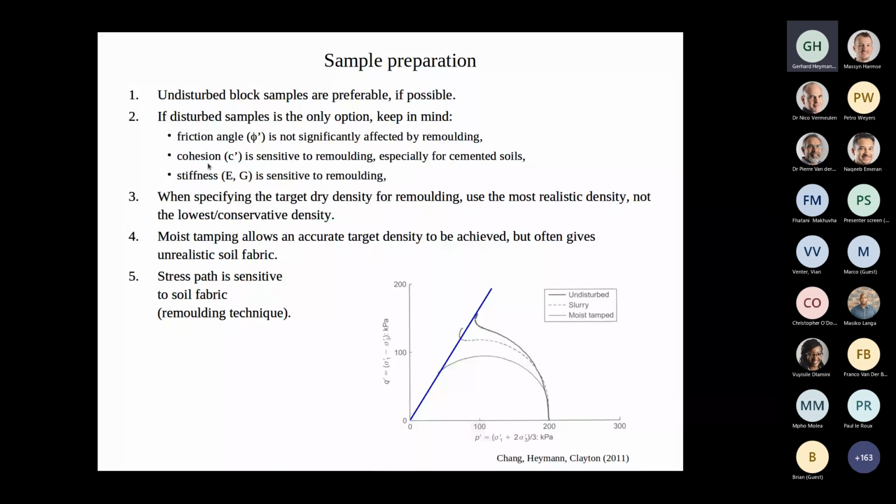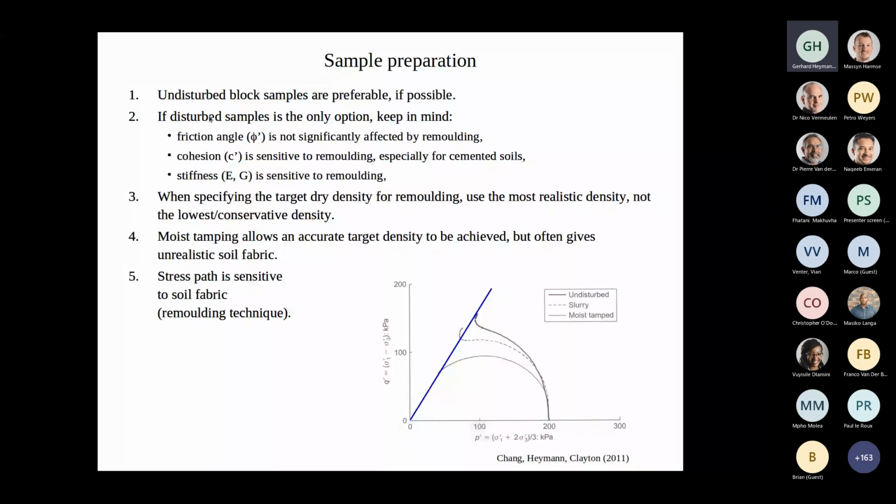Remolding will have a significant effect on cohesion, especially if we're looking at something like a cemented soil. Why? Because when you remold it, you break down the cementation. So that strength component is now gone, and you would significantly affect cohesion. So that's something to consider. Stiffness, Young's modulus and shear modulus, are greatly affected by sampling disturbance and remolding. So the last two are bad news, and the first one is good news. As an engineer, you need to ask yourself, what are the effects of testing a disturbed sample?